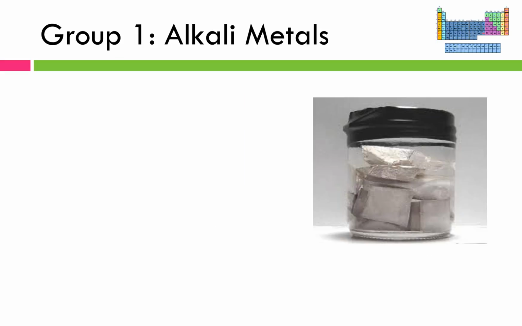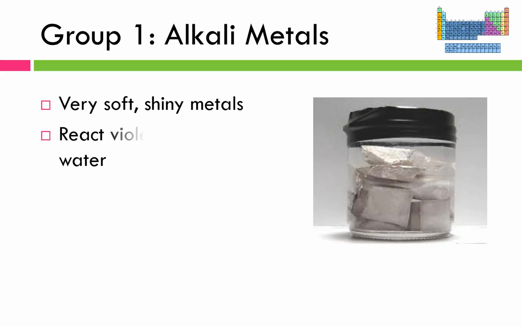Let's talk a little bit more about the alkali metals, group 1 elements. All of these metals aren't really what you traditionally think of when you think of metallic elements. They tend to be very soft, and they're also shiny. They're soft enough that you can cut them with something like a knife. Usually when people think about metals, they think of things like iron, for example, which is a very hard, strong metal. That is not the case with alkali metals.